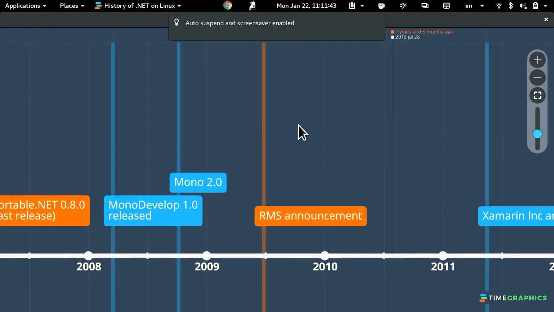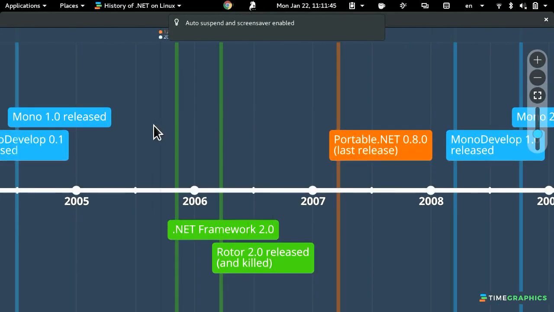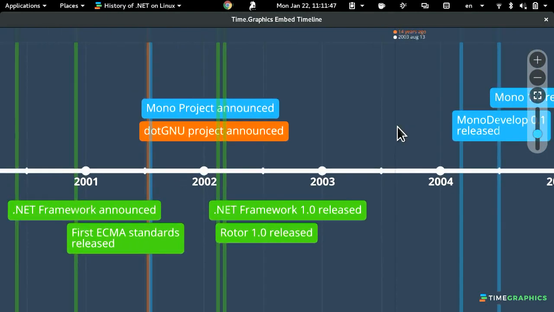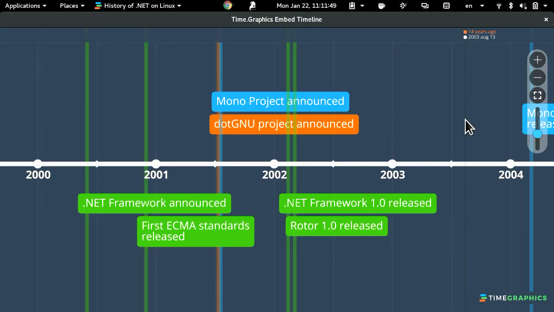Now let's start with a quick look at the history of .NET. This will be fairly quick because we don't have too much time. Way back in 2000, we have the .NET Framework being announced, and then the first ECMA standards released based on .NET. And Microsoft's full of talk about how open and standardized this is going to be. And as it turns out, Microsoft is full of talk and not much else at that point.